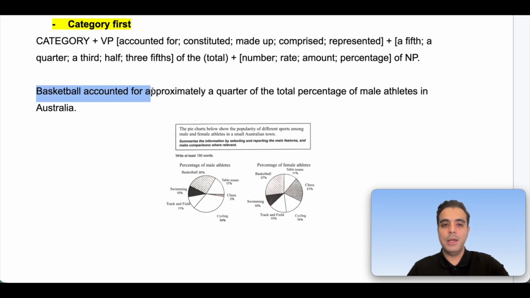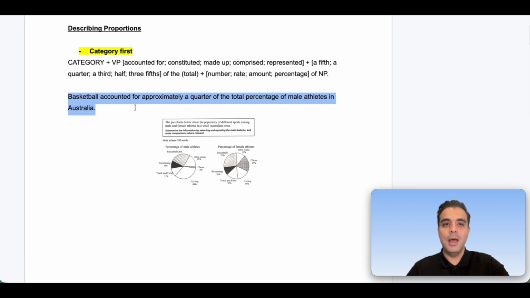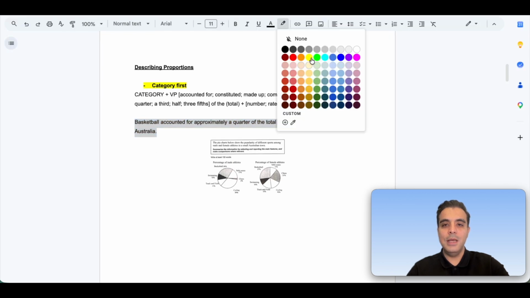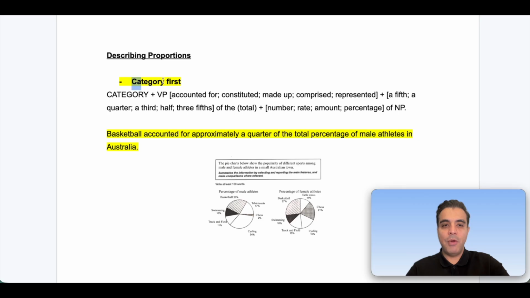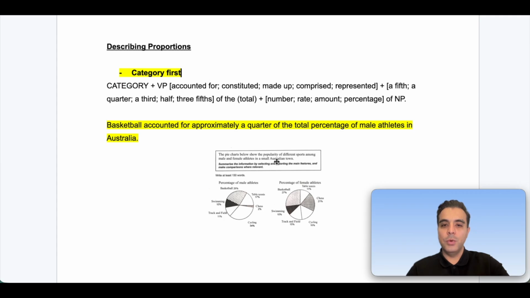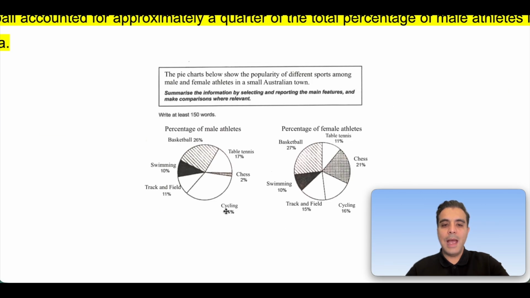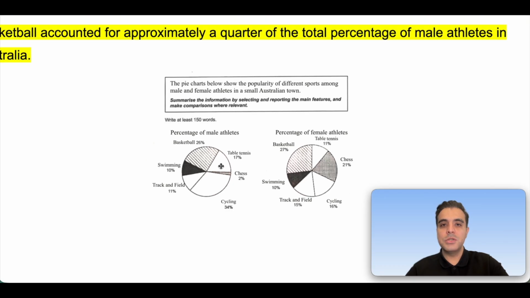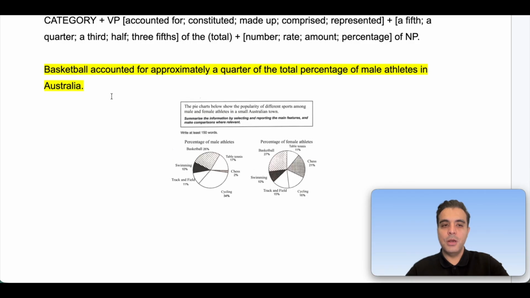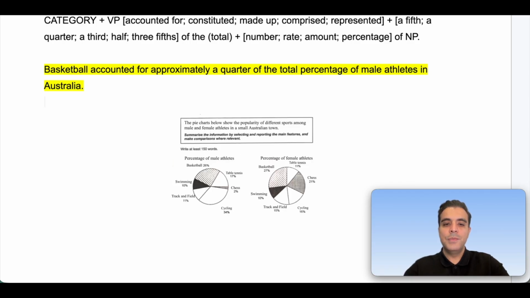So basketball accounted for approximately a quarter of the total percentage of male athletes in Australia. And I'm going to go ahead and highlight that in yellow to show that I'm following the category first structure. Let's do another one. This time we can look at cycling, which stood at 34%, and 34% is over a third, right? So it's more than a third. So if you want to follow the same structure, see how easy it is?